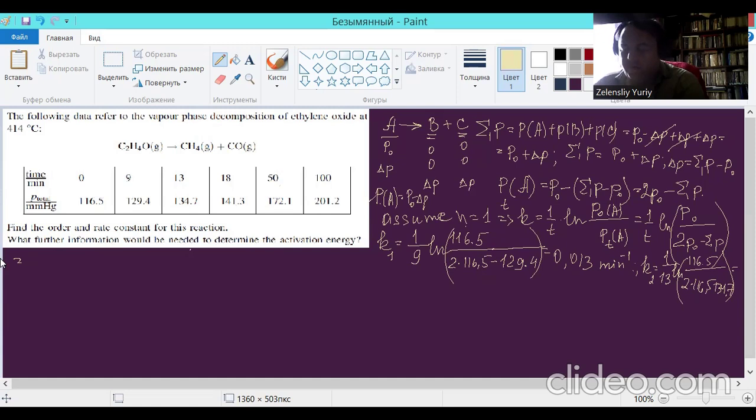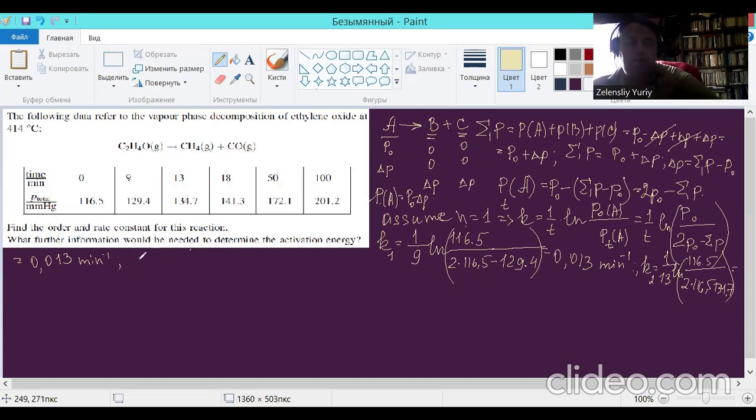I found it: 34.7. Okay, now measure the perfect. And now we divide by 13, and we got 0.013 minutes raised to minus 1. Yes, we got the same value, which may mean, I don't say that means, I say that may mean that we are still on the right track.